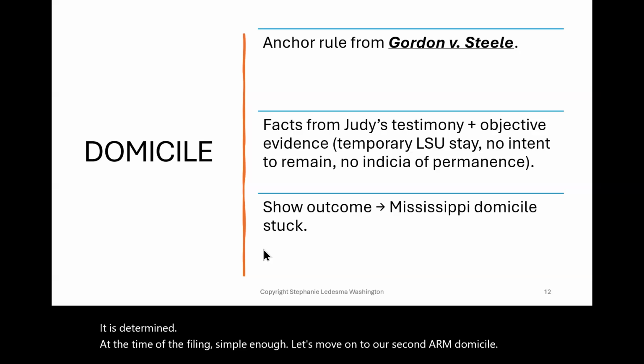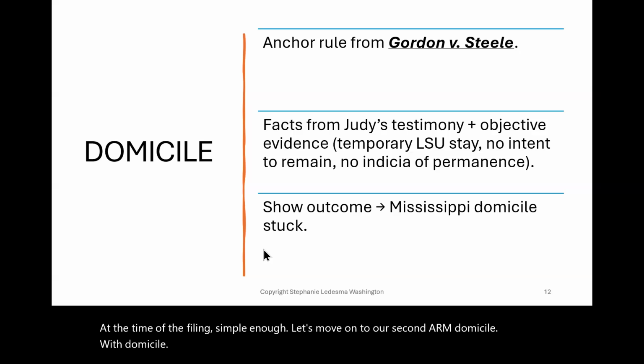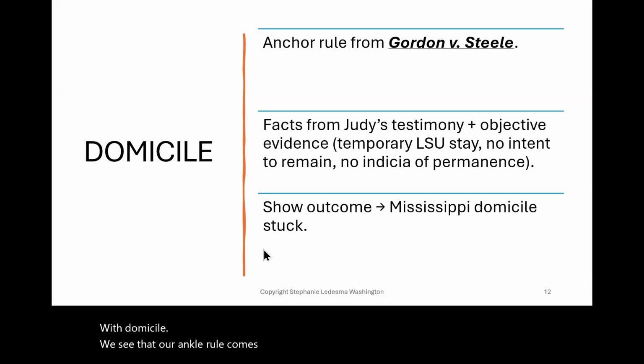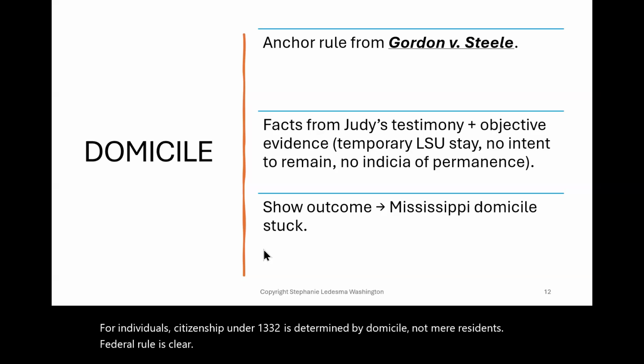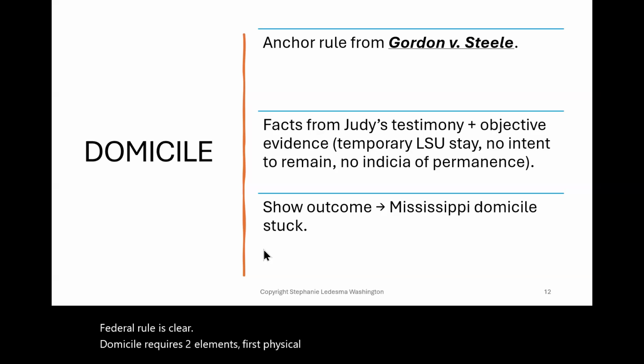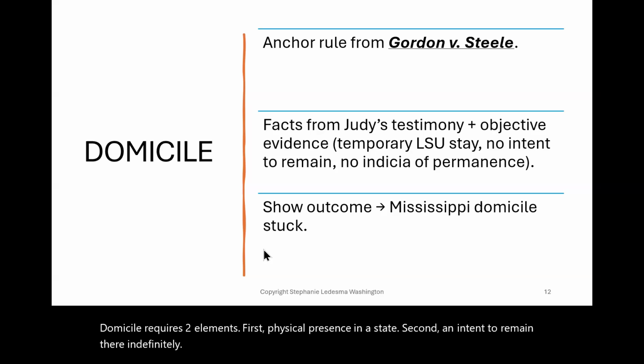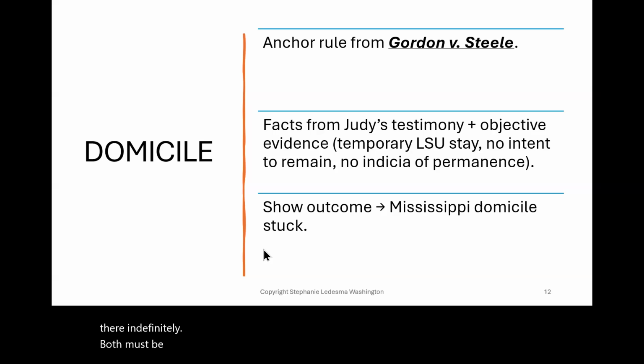With domicile, we see that our anchor rule comes from Gordon v. Steele. For individuals, citizenship under 1332 is determined by domicile, not mere residence. The federal rule is clear. Domicile requires two elements. First, physical presence in a state. Second, an intent to remain there indefinitely. Both must be satisfied, or the old domicile continues.